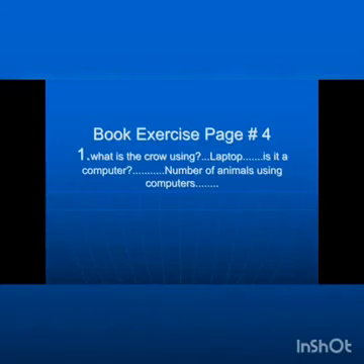Now students, you are supposed to do the exercise at your book. So what is the crow using? Laptop. You will write the spelling of laptop in the blank. LAP lap, TOP top, laptop. Is it a computer? Yes. Number of animals using computers?